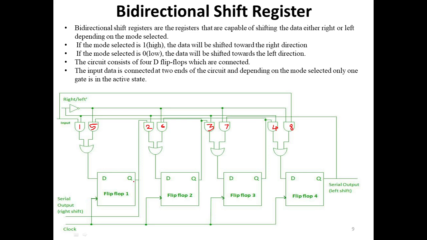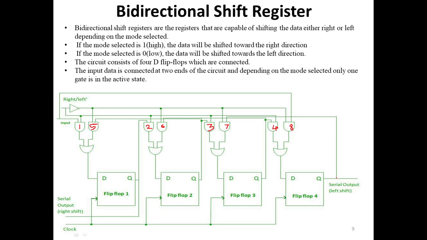So the output of the first flip-flop goes to the input of gate number 2. Here the output of the flip-flop goes to the input of gate number 3. Same for gate number 4. So for a right shift operation, gates 1, 2, 3 and 4 are active and at that time 5, 6, 7, 8 are inactive. So it will do the right shift operation.